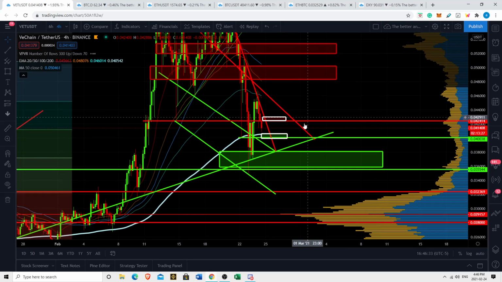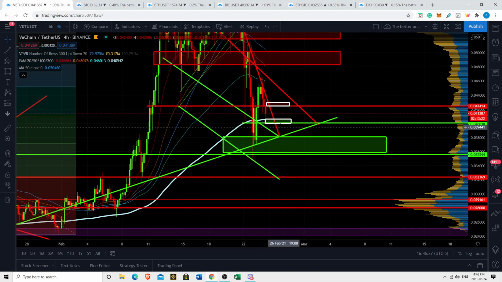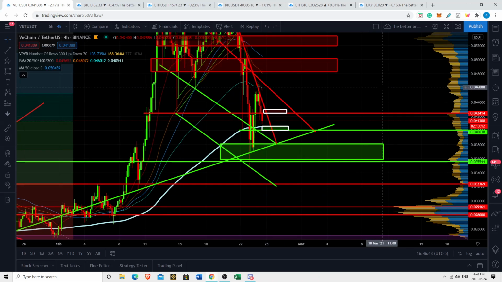So could something similar happen with VeChain, where we break down below critical support areas where whales know people are going to have their stop losses placed right below these key areas? A lot of weak hands are going to get shaken out because they're going to panic. Oh no, VeChain is breaking below support. The sky is falling.